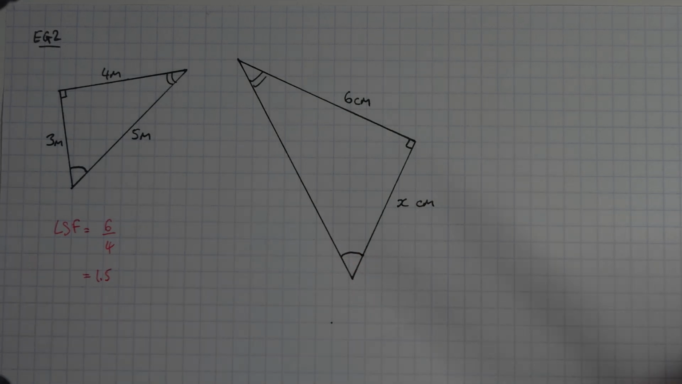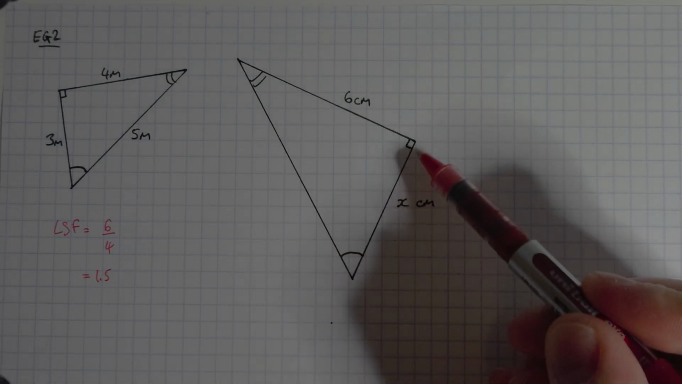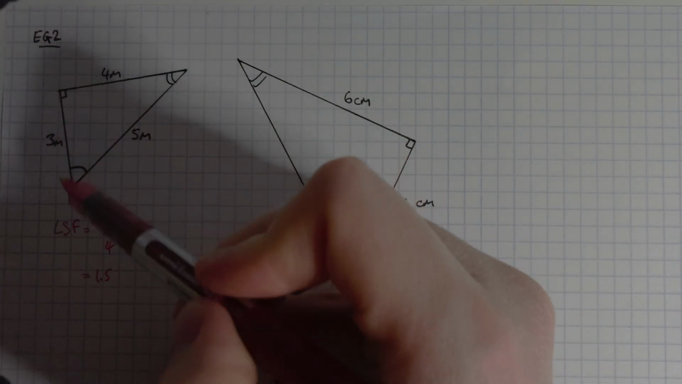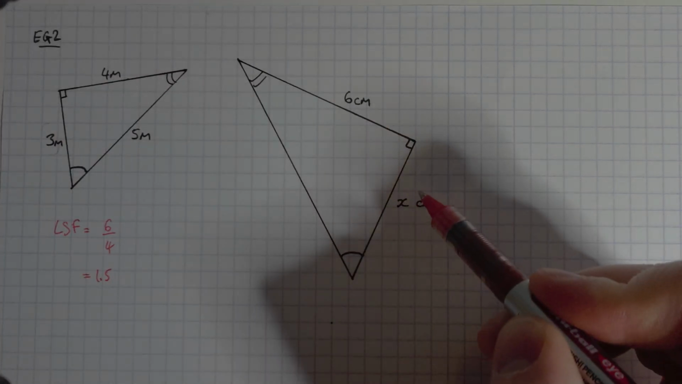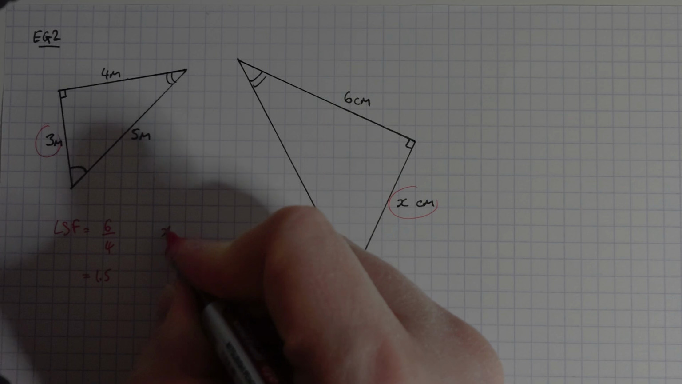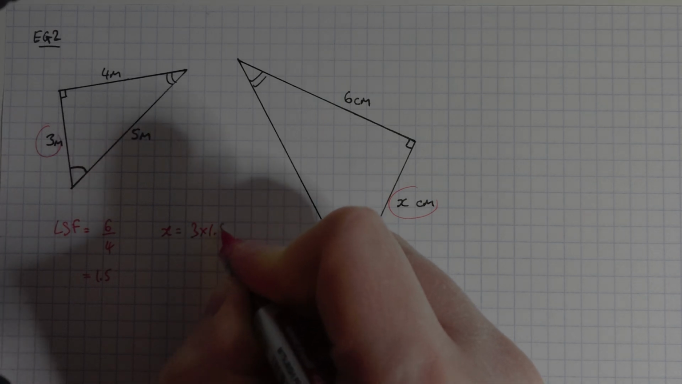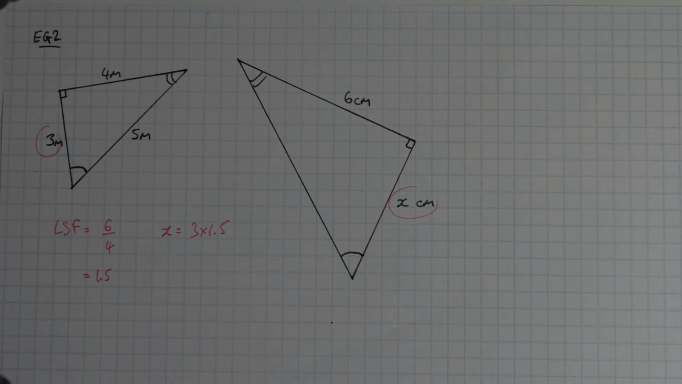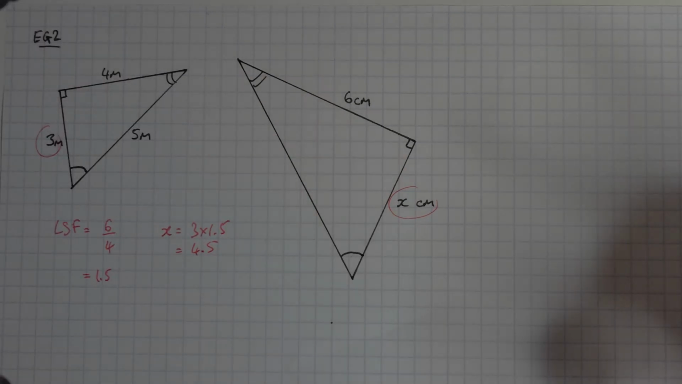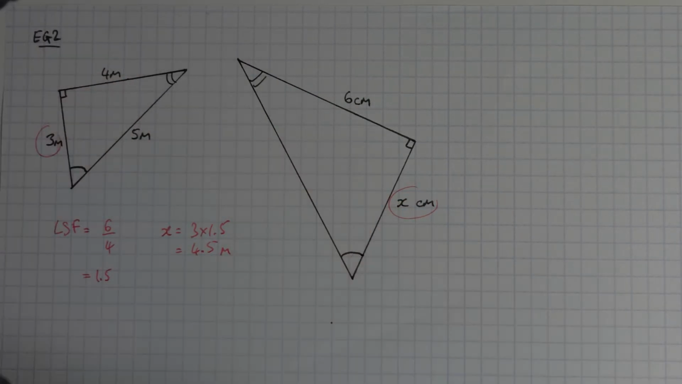I don't know if it's now obvious, but the x connects the single arced angle to the right angle. So that's this one over here. The x corresponds to the 3. Those two there are corresponding. So to figure out what x is, I'm going to do 3 times 1.5. Multiply by the scale factor because it's on the bigger triangle. And it comes out as 4.5. This time the units are meters, so be careful with your units. So x is 4.5 meters.